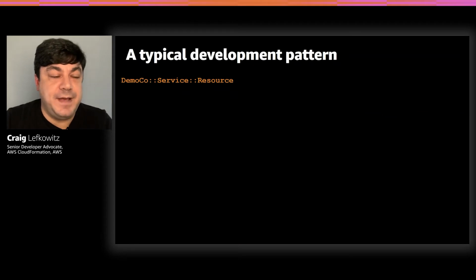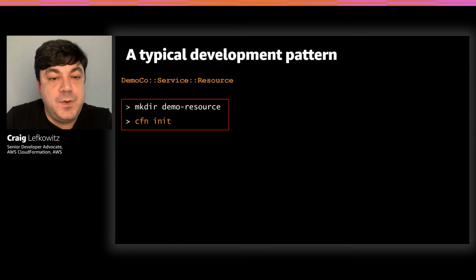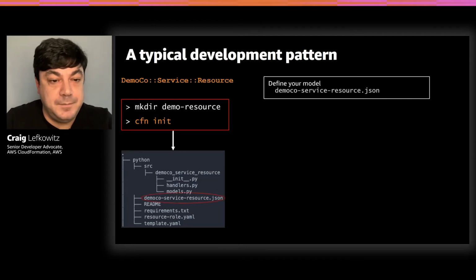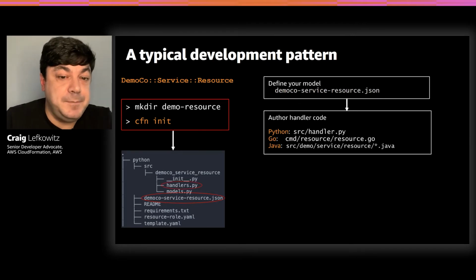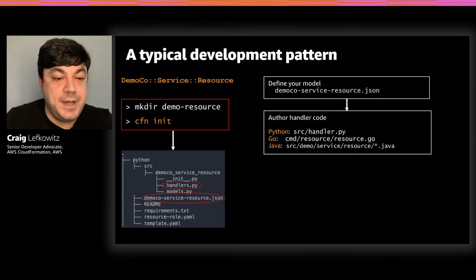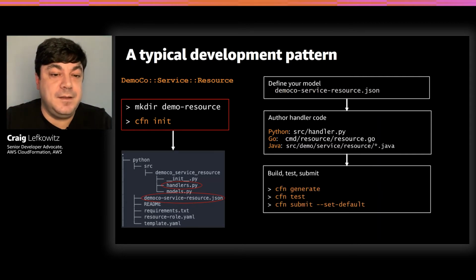So let's run through a typical development pattern. The first thing you're going to do after creating a blank directory for development is to run the cfn init command. This command creates the scaffolding code and directory structure for a resource type project. Once the project has been initialized, you'll define your model, which is a JSON file in the root of your directory named after the name of your resource type. This is also called the schema. You then author your handler code, which is located in a directory specific to the language you're developing in. This code contains logic for the 5 CloudFormation actions, which are create, update, delete, read, and list. We'll talk about those actions in more detail in a bit.